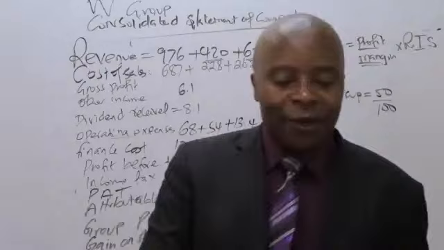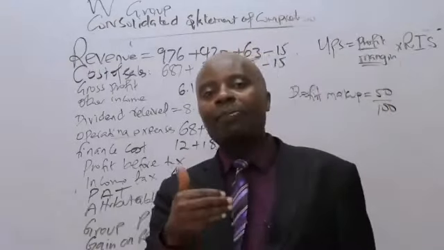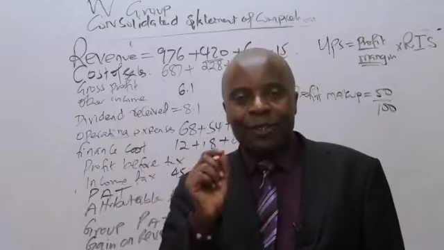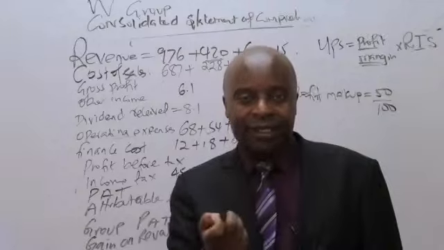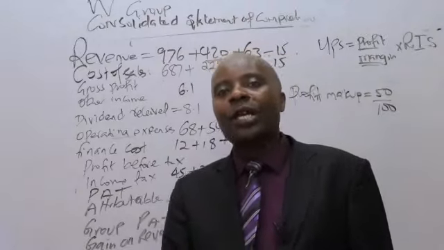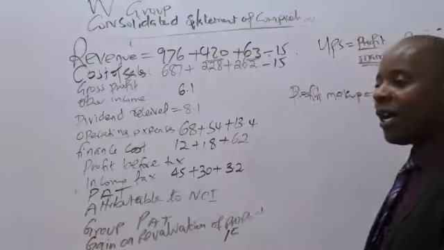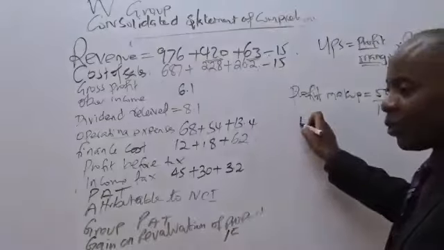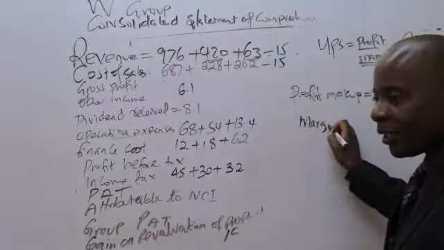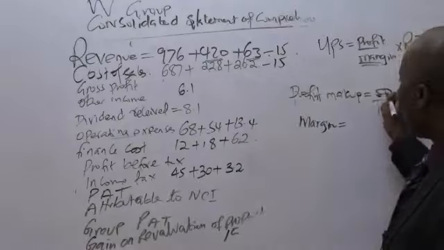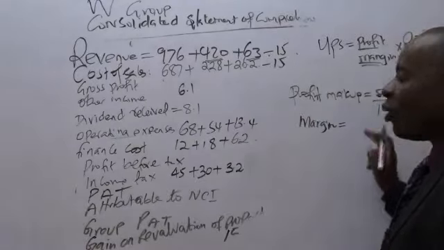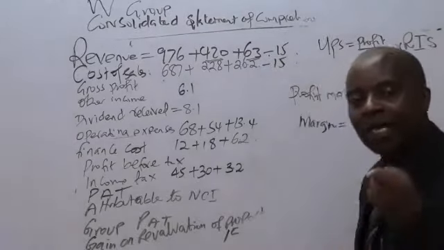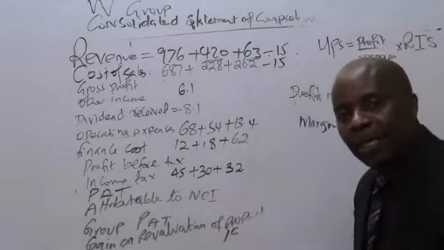And of course, you and I know that we rarely make use of markup in group consolidation, because they won't give you the cost of their goods. In most cases, they'll give you the sales. So in group consolidation, we always prefer the margin. If this is 50 over 100, we know that margin has a bigger denominator.